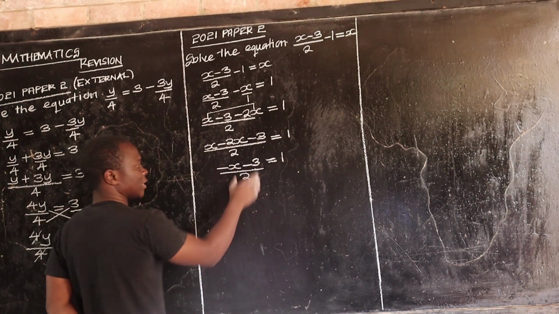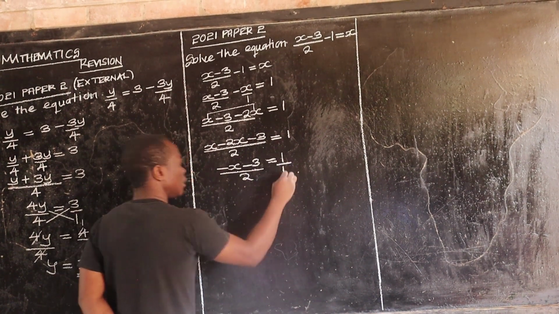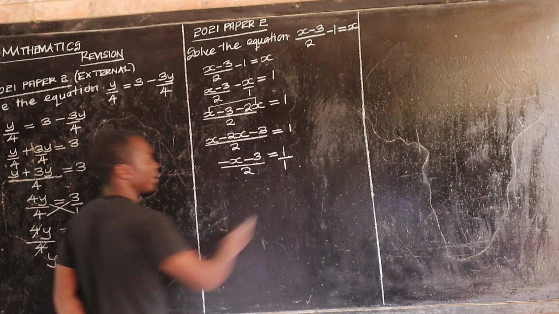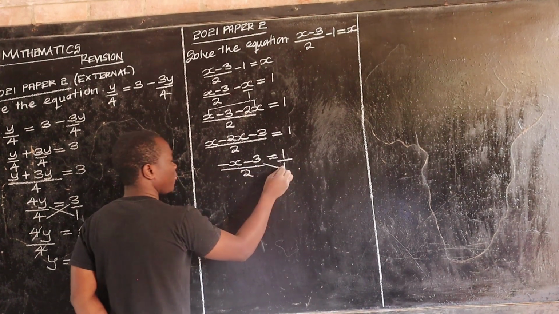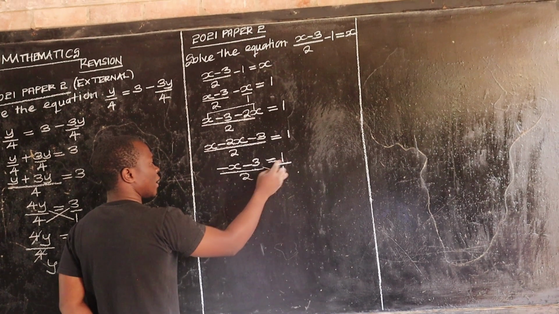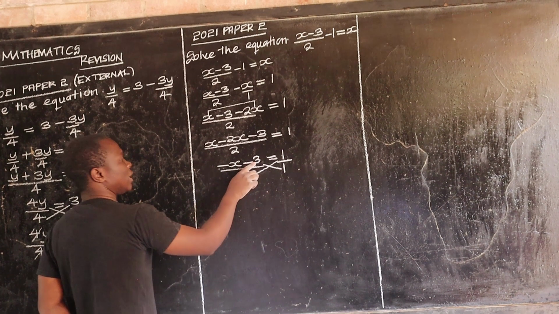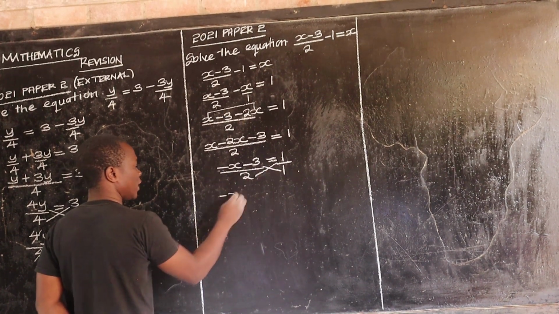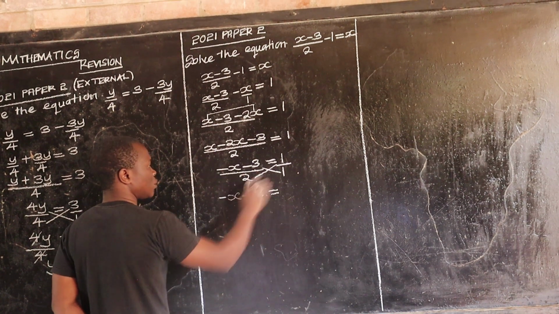We have a fraction this side. We need to have a fraction this side. So we need to divide by 1. After doing that, cross multiply. Okay? Negative x minus 3 times 1. Then you are going to multiply 1 times 2. So negative x minus 3 times 1, you obtain negative x minus 3 is equal to 2 times 1, you obtain 2.